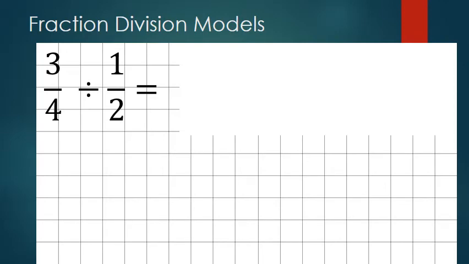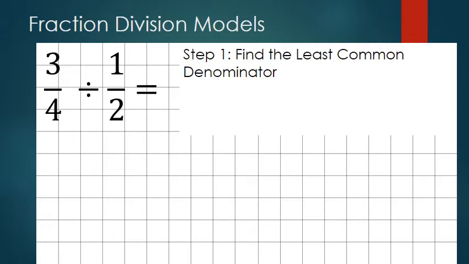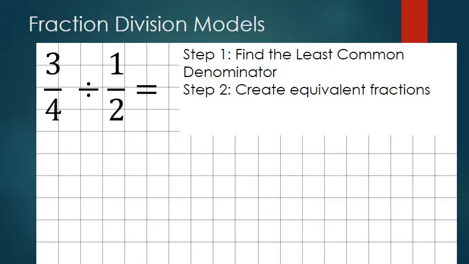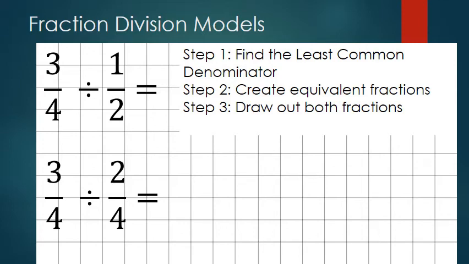Now last but certainly not least, we're going to take a look at fraction division models. If we're given the equation 3/4 divided by 1/2 equals, we're going to give you some steps on how we can build out this model. Our first step is to find the least common denominator. In step 2, we create equivalent fractions. We know that our least common denominator is 4 for both these fractions. So let's rewrite this equation as 3/4 divided by 2/4. This is going to be the basis for our fraction model for division.